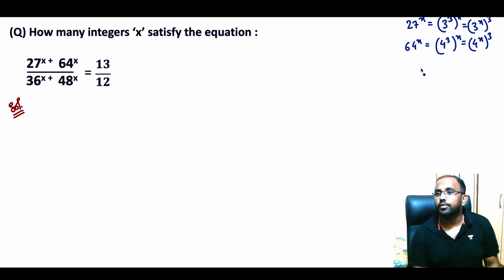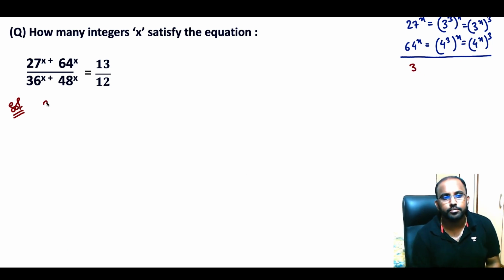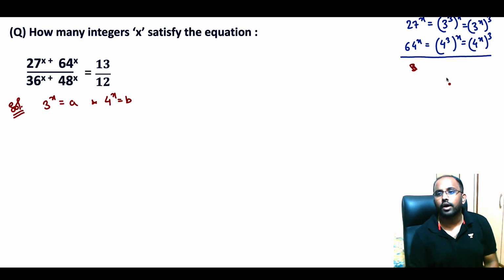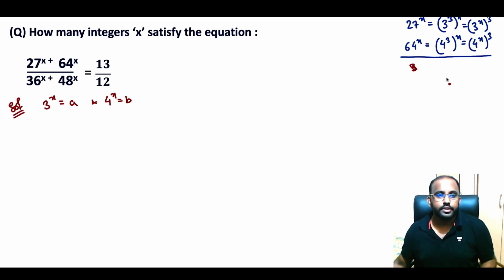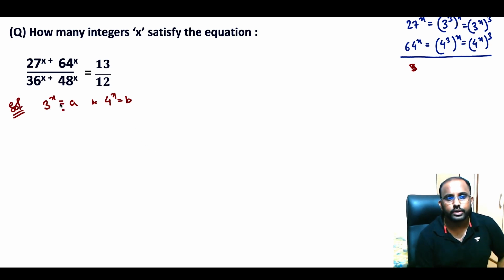So what I can do to identify all the identities involved here, I'll just assume that 3 raised to x is equal to a, and 4 raised to x is equal to b. So in terms of a and b, I can easily identify all the identities here. Okay, so now let me rewrite this equation. So this is basically a cube, no? So 3 raised to x is a, so here I can write a cube. Now 4 raised to x is b, here I can write b cube, a cube plus b cube.